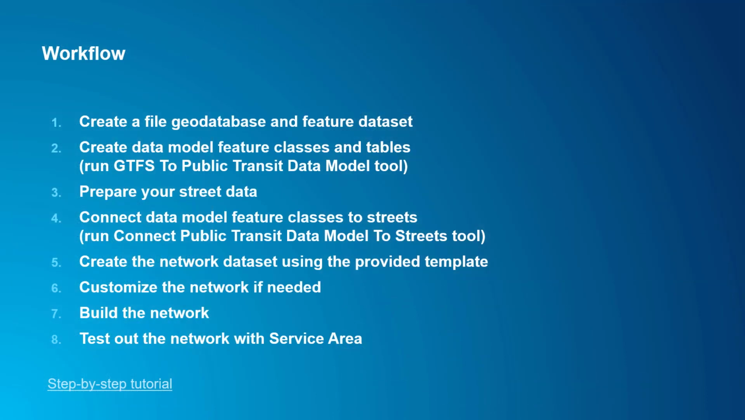Here's an outline of the workflow for creating a network dataset with public transit data, which also serves as an outline for this video. First, we create a file geodatabase and feature dataset. Then, create the data model feature classes and tables using the GTFS to public transit data model tool. Then we need to prepare the street data. Then we need to connect the data model features to the street data using the Connect Public Transit Data Model to Streets tool.